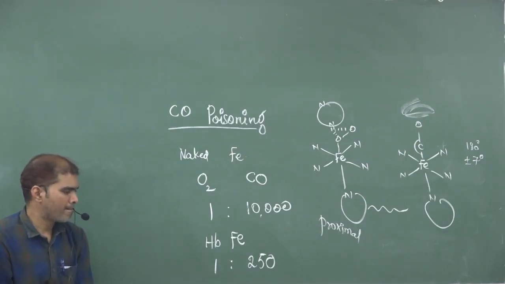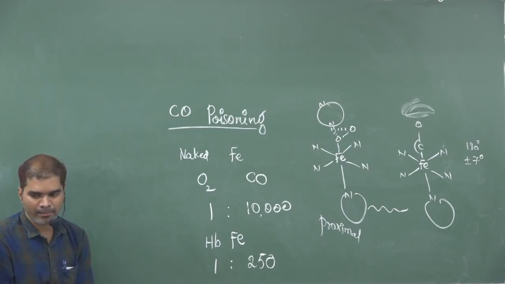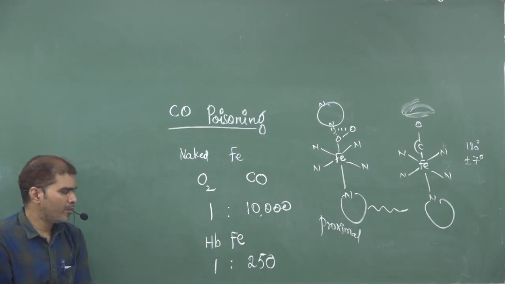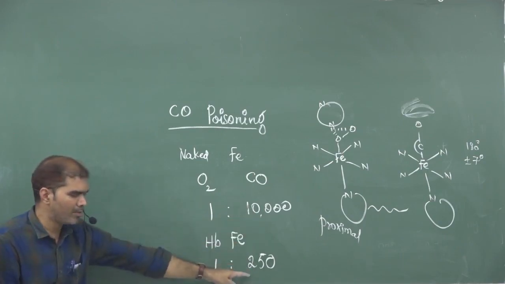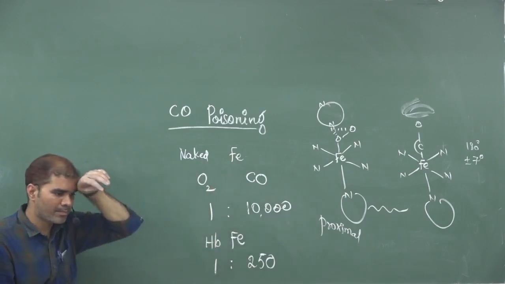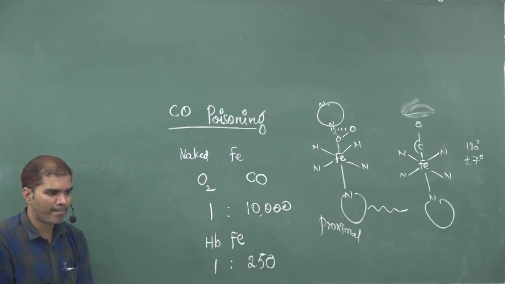Next. For hemoglobin iron, the affinity towards CO is 250 times than O2. This drop, from 10,000 to 250, is because of steric hindrance from distal histidine. Next.